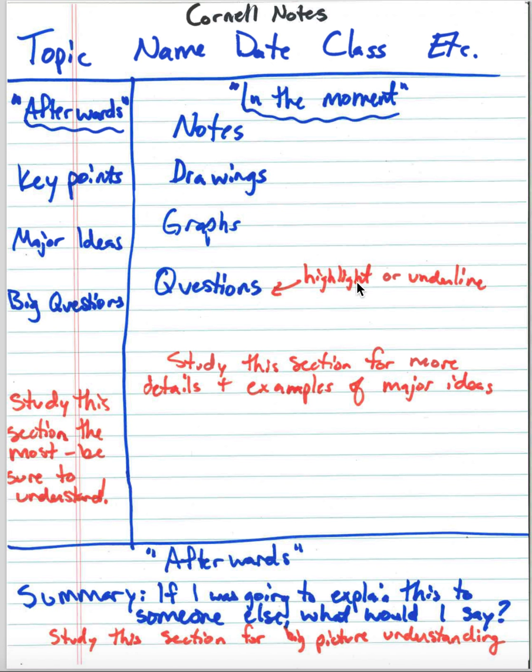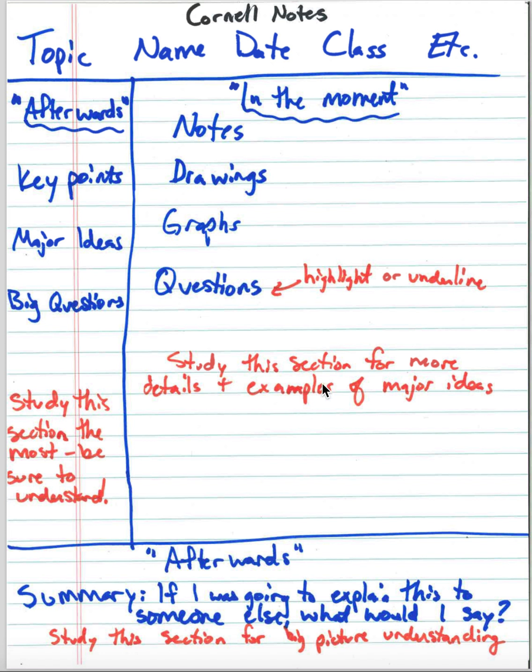After class is over is when you're going to fill in these other 2 sections. Or it could be after class is over, or maybe if you have a break, or whenever the note-taking is done, whenever you have a chance to review your notes. And on the left here, in this column, you're going to write key points, major ideas, big questions that correspond to these in-the-moment notes. And then at the bottom, you're going to write a summary of everything that you learned in class that day, right? The question I like to ask myself is, if I were going to explain this to someone else, what would I say? What would I tell my parents when they ask me, what did you learn in class today?